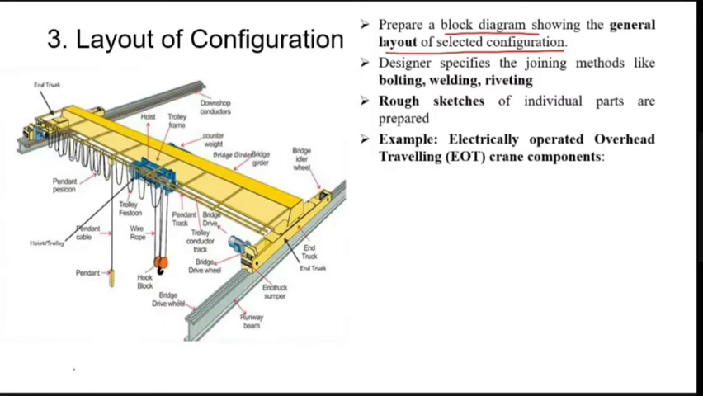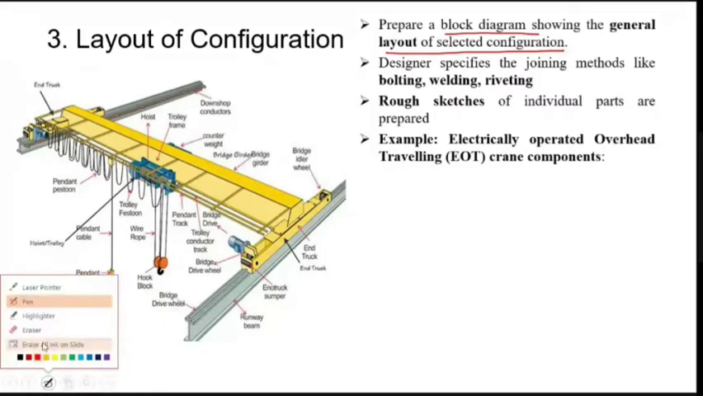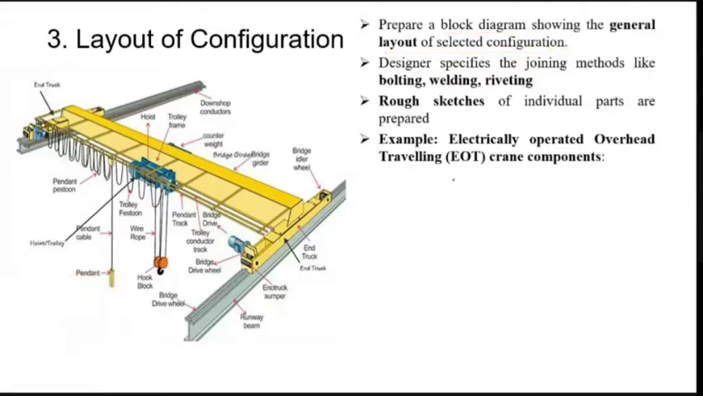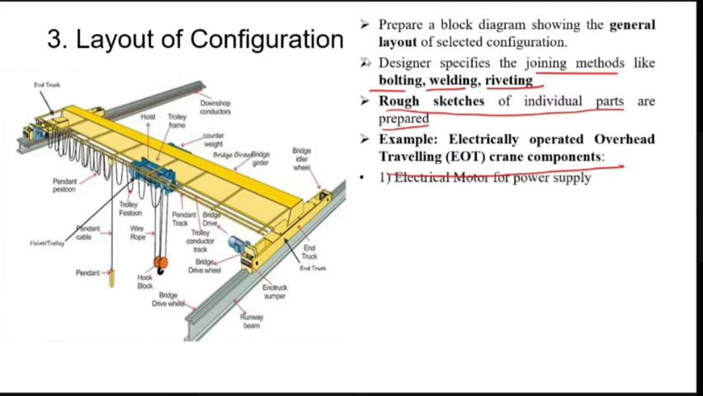Okay, so for example, I have highlighted some points. Let us take an example of the electrically operated overhead traveling crane, that is EOT. So in the design of mechanical systems, you will study the design of EOT crane components. Okay, so basically, in this particular block diagram, the designer specifies, for example, the joining methods like bolting, welding, riveting. Then the rough sketches of the individual parts are prepared. Okay, so it's a complete block diagram. Let us understand with the example.